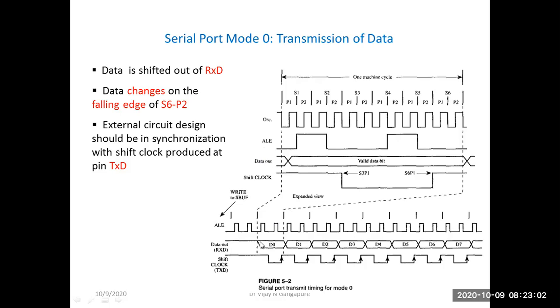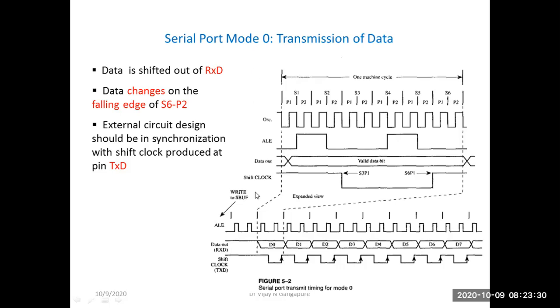Okay, and see here, for this whole period, the D0 bit will be transmitted, then D1 will be transmitted, then D2, D3, D4, D5, D6, D7, and so on. And this is the shift clock frequency that will get generated on the TXD pin that is connected to the external circuit. In this way transmission happens in mode 0, that is shift register mode.